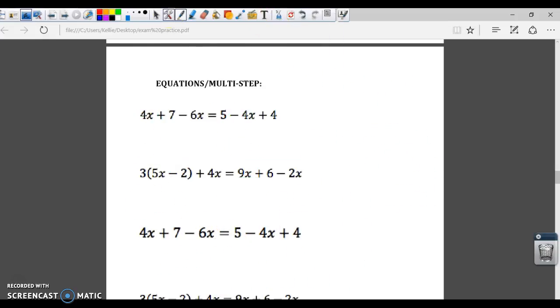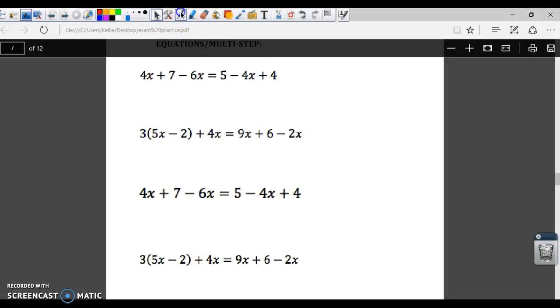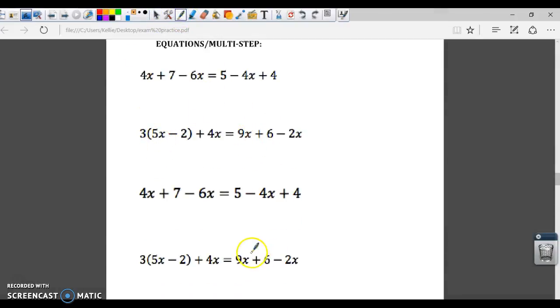I'll go ahead and do another one. Still got plenty of time on this video. So with this one, wow, this is totally multi-step. You're not going to get hard ones like this, but I want you to get that experience. Got to distribute first. Distribute that 3. 3 times 5 is 15. So that's going to be 15x. Okay. 3 times negative 2 is negative 6. Bring down everything else.